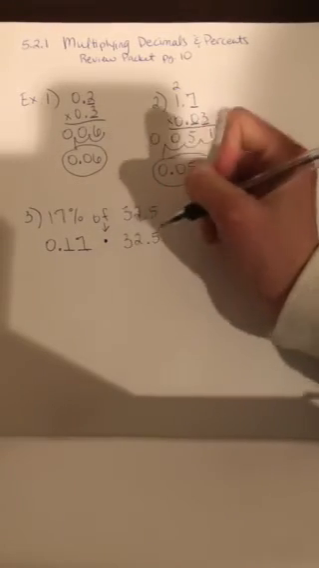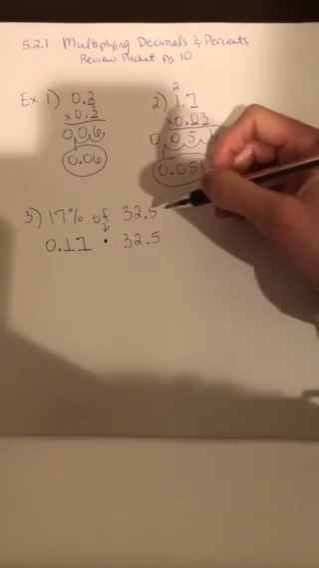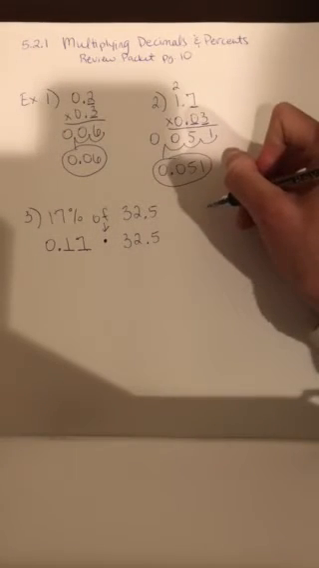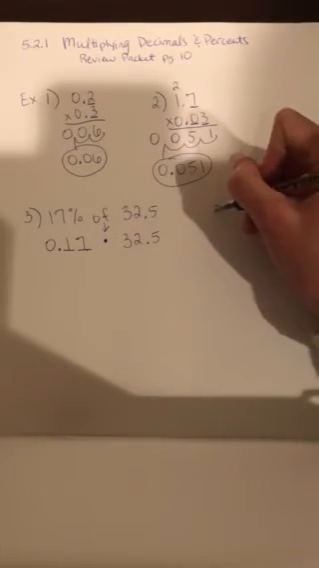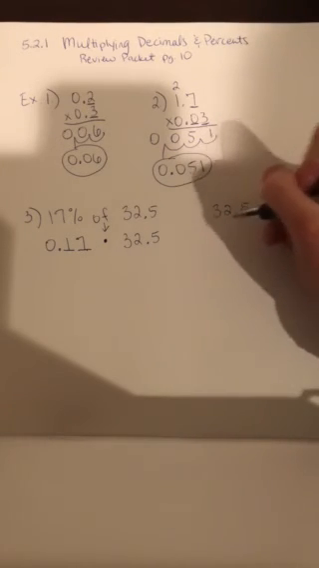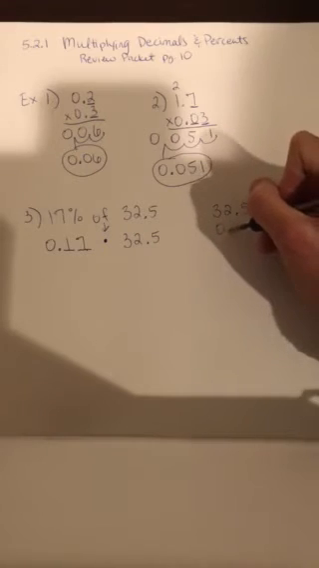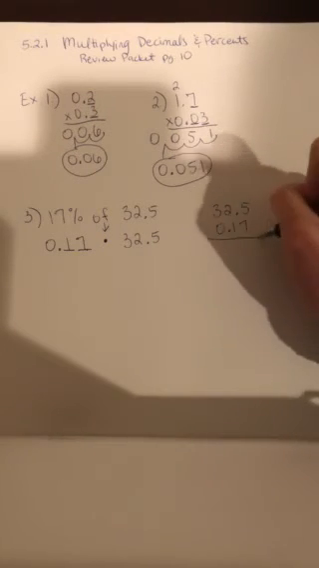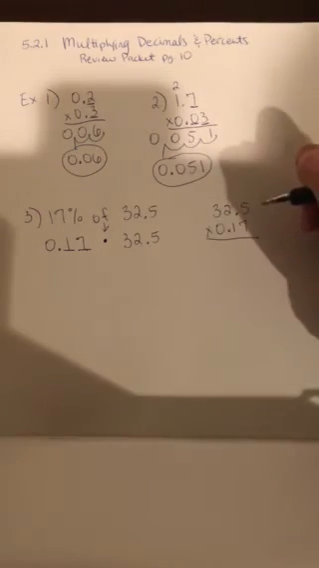And then we have 32 5/10. So now we have a problem that we can do. I'd rather put my 32 and 5/10 on the top, so that's what I'm going to do. 32 and 5/10 times 17/100. See, I'm not lining up my decimals because I'm not bringing down the decimal. That's for addition and subtraction. Let's go ahead and multiply.